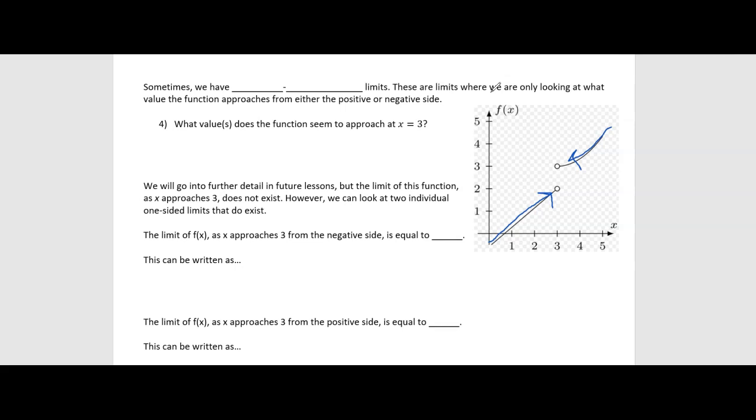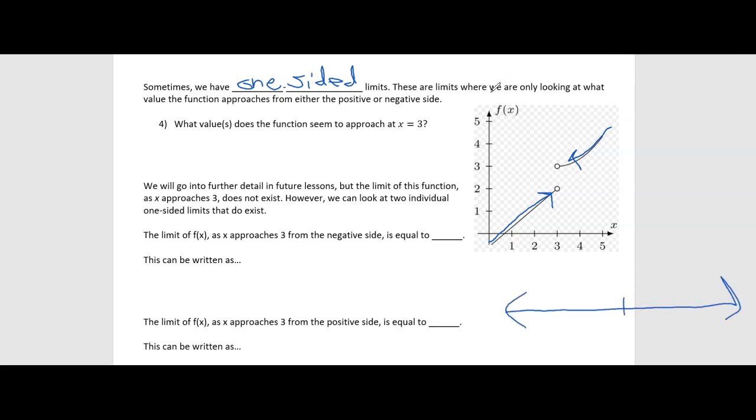However, we can look at what we call the one-sided limit. So we can look at the limit of the function as we approach from the negative side or the left-hand side. And we could look at the limit of the function as we approach from the right-hand side or the positive side. And these would be one-sided limits. So we look at each individually. These are limits where we're only looking at what the value of the function approaches from either the positive or the negative side.